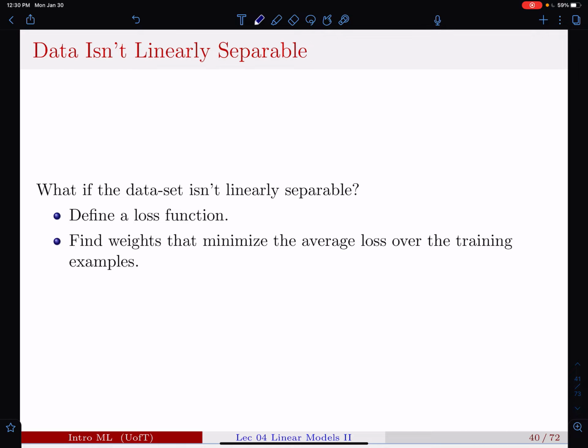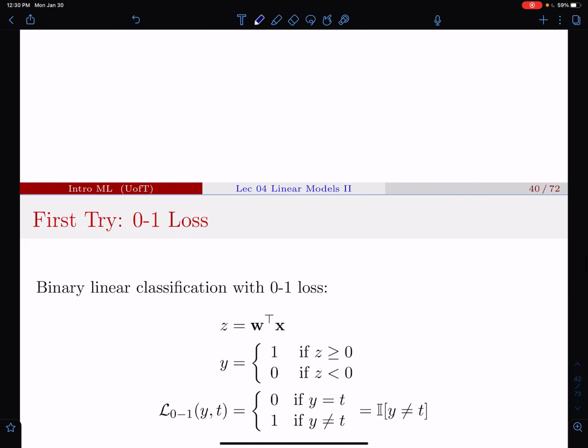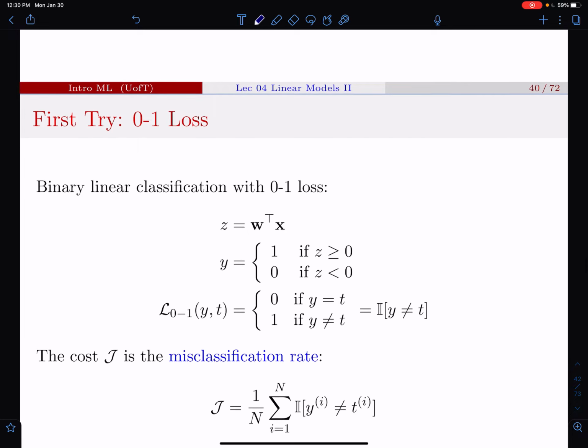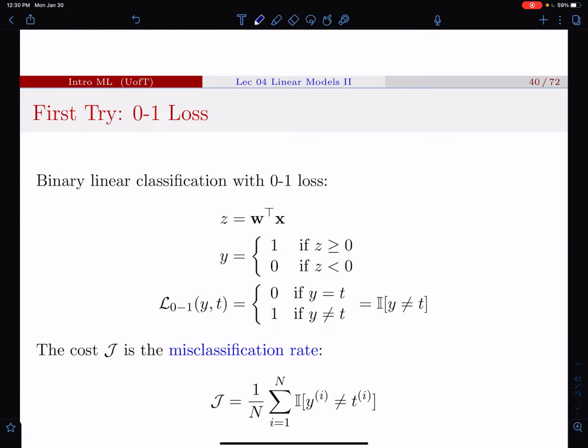So when we have data that isn't linearly separable, what we're going to do is define a loss function, and then try to find weights that minimize the average loss over all the training examples. It's the exact same setup as linear regression. The first intuitive loss that you probably want to try is the 0-1 loss. The loss is going to take in our prediction and the target variable.